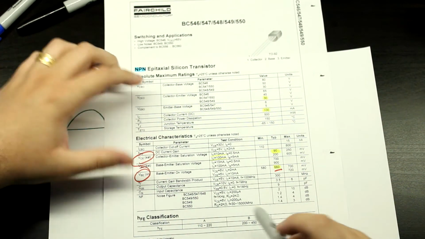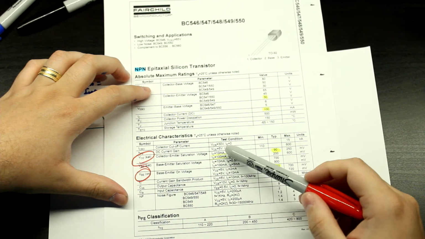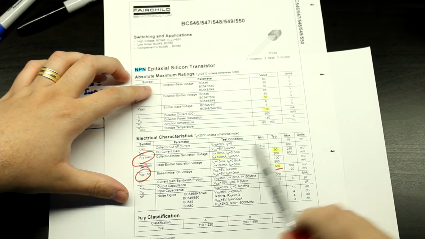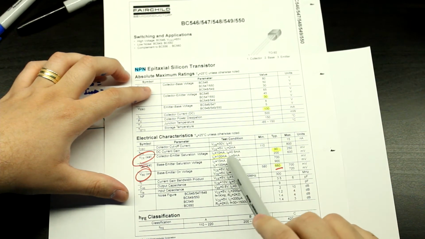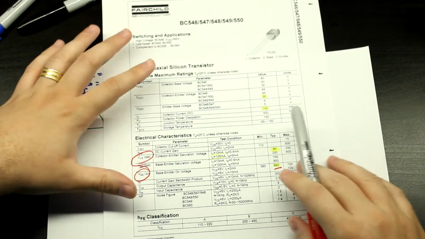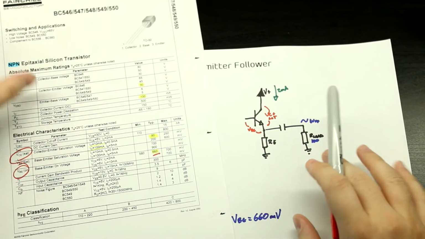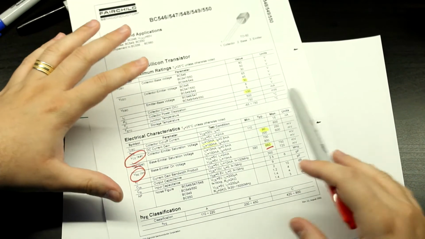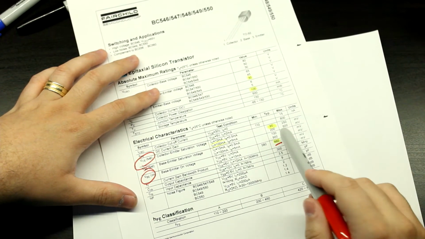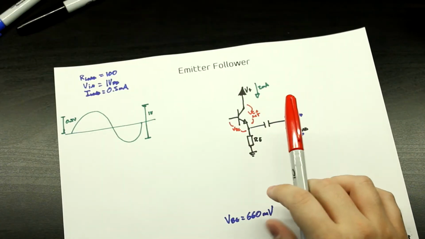Whenever you're looking at the data sheet, you always have to keep in mind that the VCE sat is always given at different currents, because the higher the current, the higher your VCE sat is going to be. In this one, they have put them for 10 milliamps and 100 milliamps. In this case, we're not going to be drawing like 100 milliamps from this. But when we get to the actual output stage, we'll be drawing around 100, so when we get there, we'll have to use another value. But for this, they quote at 10 milliamps, 90 millivolts. So you've got to keep it in mind.